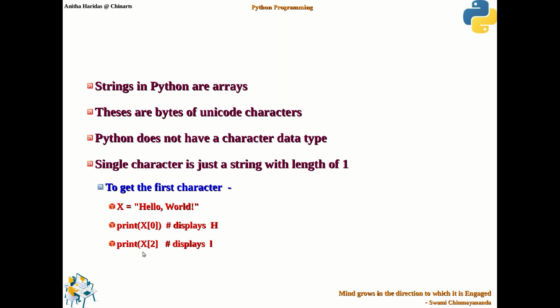Suppose you want to get the third character, L, then you can give x of 2, and that will display the character L, which is the third character. So the first character is represented with index 0, the second character with index 1, and the third character with index 2, and so on. Okay, so this is how you will get the characters from the string.